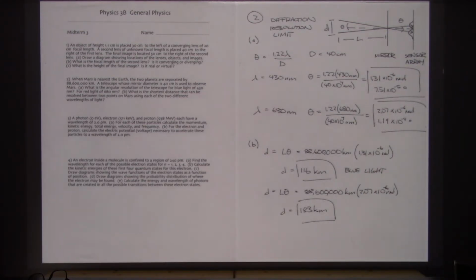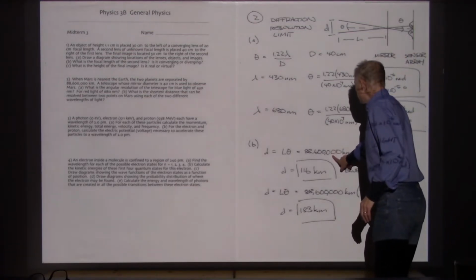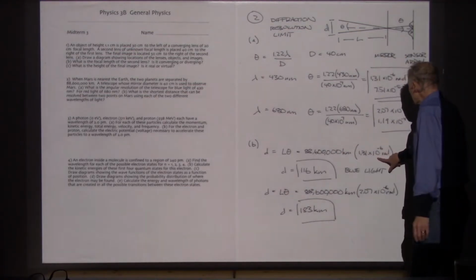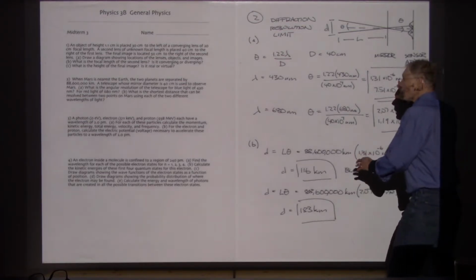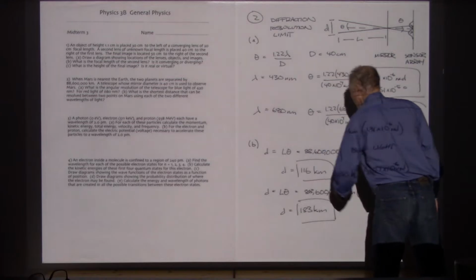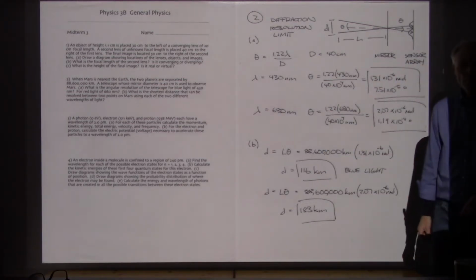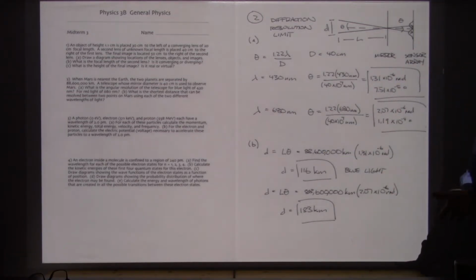Now for this formula too, theta's got to be in radians. So whenever we have a formula where theta is just sitting out there by itself as a factor, it's not the sine of theta, it's not the cosine of theta, that theta is going to be in radians. So I'm putting in the distance in kilometers and then putting in the value for the blue light in radians, multiplying those, and what I'm coming up with is 116 kilometers. So it's a fairly modest telescope.